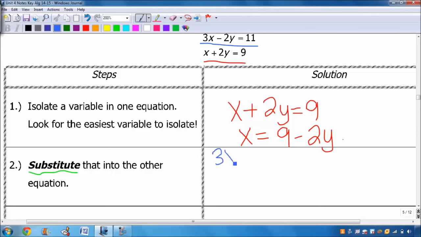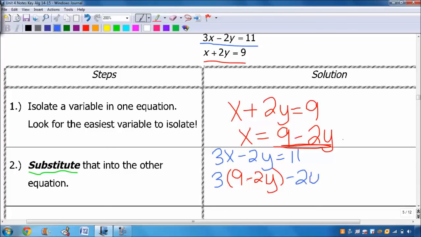So 3x minus 2y equals 11. Then every time I see an x, I'm going to replace it with all of this stuff right here, because this is what x is actually equal to. So I'm not changing it, I'm just writing it with something different. So x is equal to 9 minus 2y, so I'm going to replace the x with 9 minus 2y. And then I'm going to copy the rest of the equation down. So minus 2y equals 11.